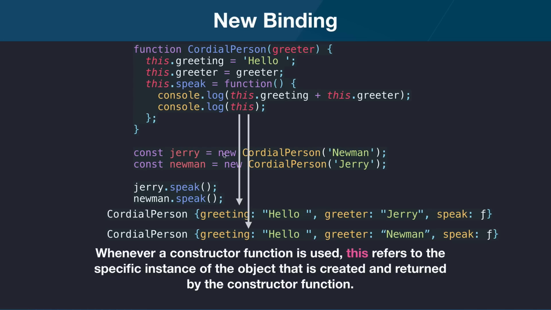So whatever the new keyword gets, this in one case is going to be Jerry, this in the other case is going to be Newman. So that's why we showed you the call to speak twice there, because it's new context, okay? All right, let's move on.